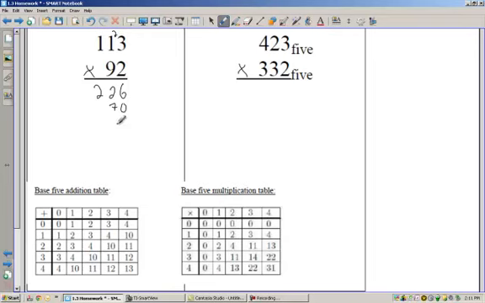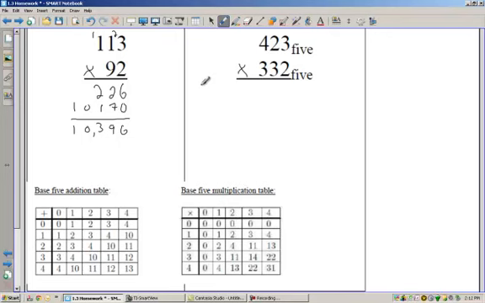9 times 1 is a 9, plus 2 is 11, so I put a 1 here, and I carry the 1. And 9 times 1 is 9, and then plus 1 is a 10. I add these numbers together, so I get a 6 here, a 9 there, a 3 there, a 0 there, and a 1 there. So my answer should be 10,396. Right? You can check this on your calculator, and you'll see that it's right.